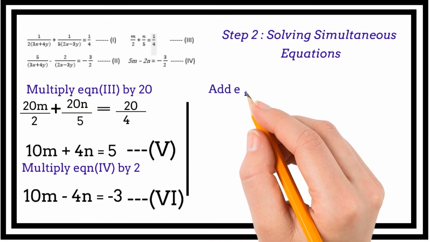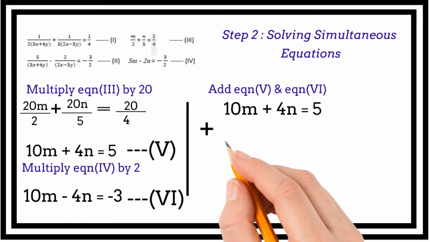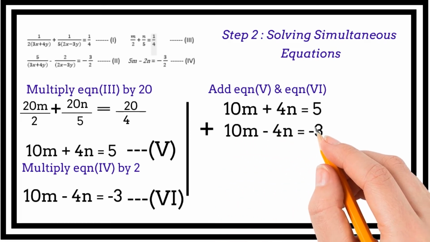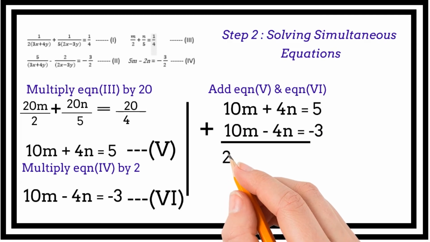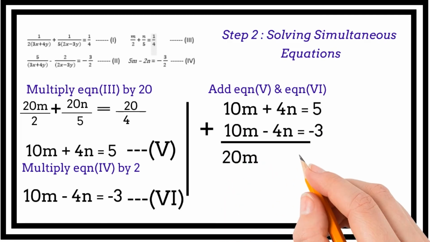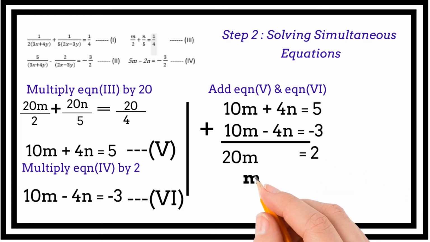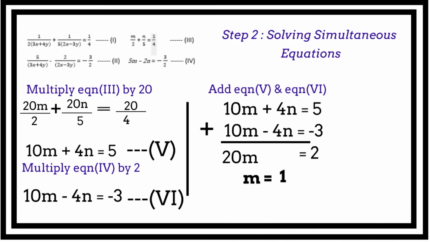So adding equations 5 and 6, we will get 10m plus 4n is equal to 5, and 10m minus 4n is equal to minus 3. So 10m plus 10m will be 20m, 4n minus 4n will get cancelled, and 5 minus 3 will be 2. So 20m is equal to minus 2. Therefore m will be 1 by 10.